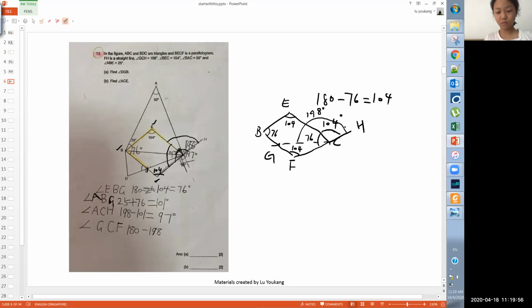So if this is 198, this is 104. So 198 minus 104, help me out. 198 minus 104. What do you get? 94. 94, right? Okay, so that means this small one here, this one is 94.